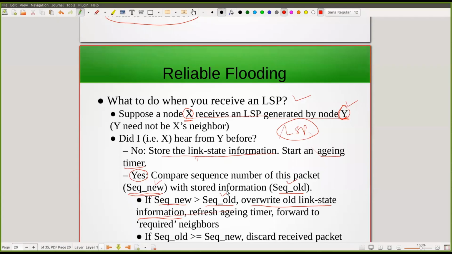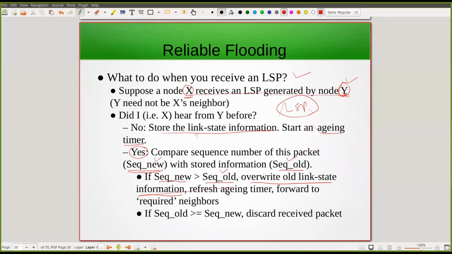But if it is not fresh information, that is, the new sequence number is not greater, rather the old sequence number is greater than or equal to the new sequence number, in that case I should not update. I should discard this packet because this is old information. It might happen due to wrong routing or a very slow path being followed. So this packet has been following the slow path for some reason, and so now this is older information.